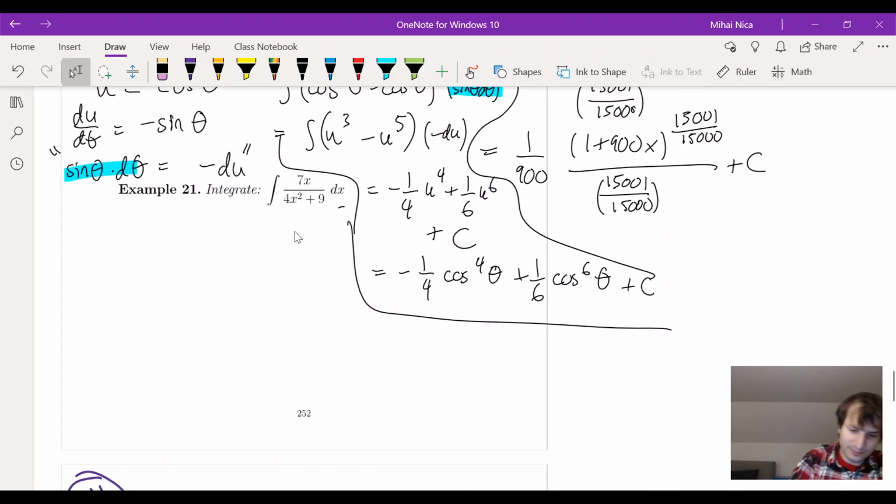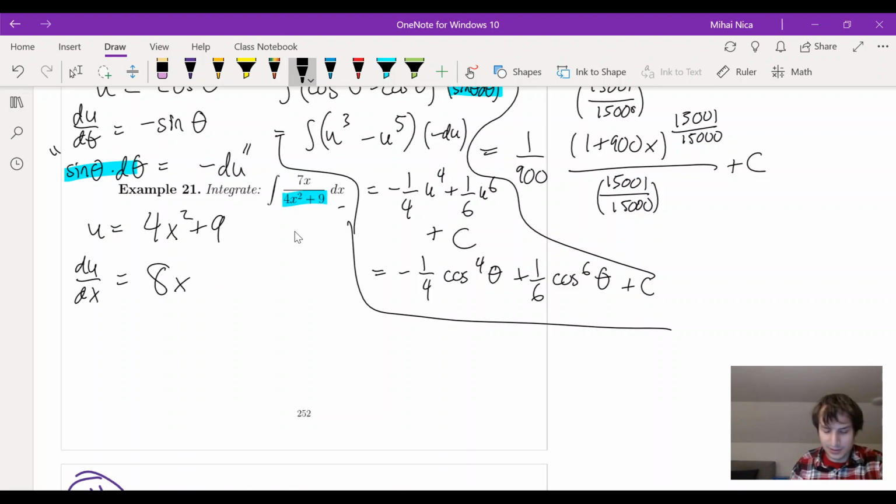Okay, one more, and I'm just going to make u the bottom stuff over here. So let's make u equal to 4x squared plus 9. du dx is going to be 8x. I have a 7x, not an 8x. So what I'm going to do is put the x together, and the 7 will play on its own. So I'll rearrange this to get x dx equals 1/8 du, and we can sub in the x dx like there.